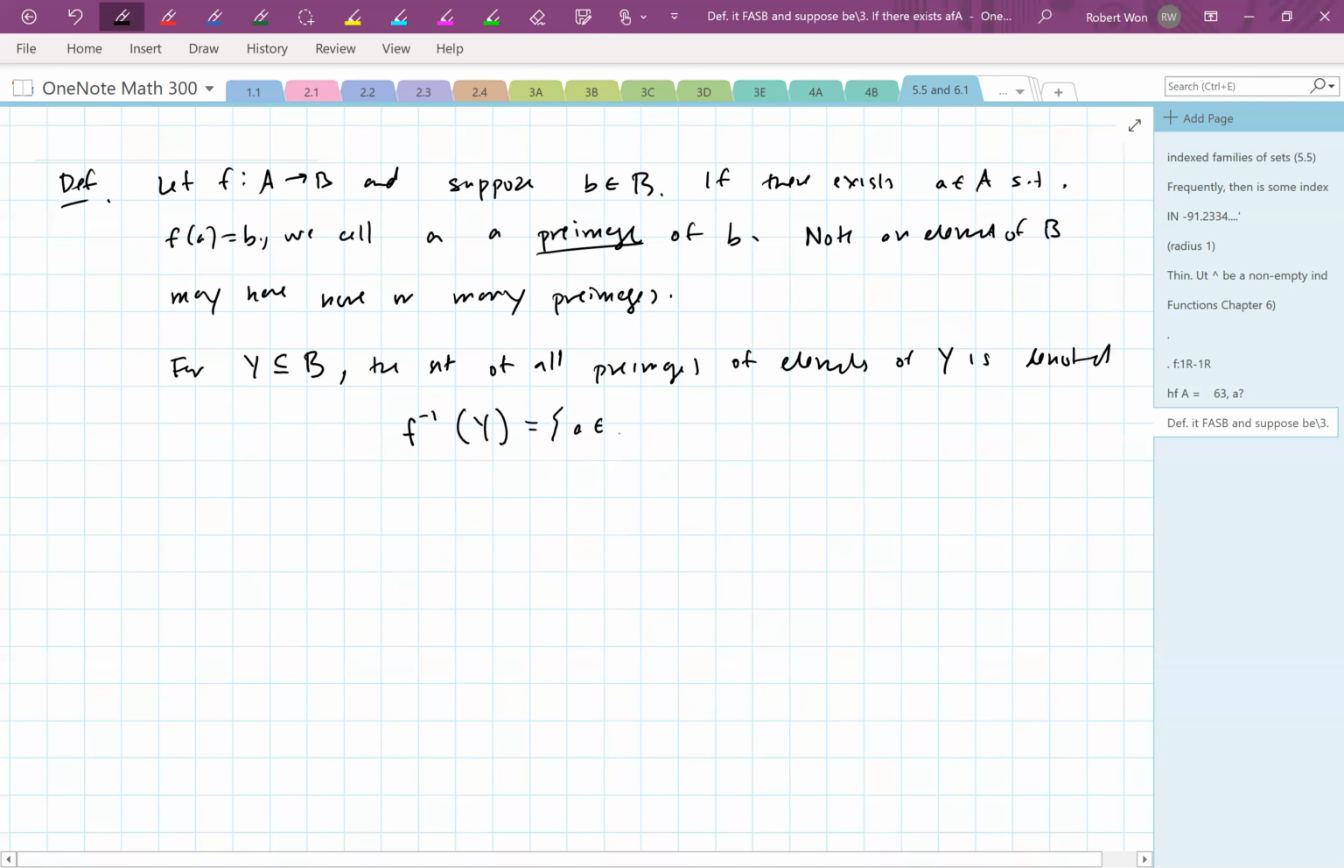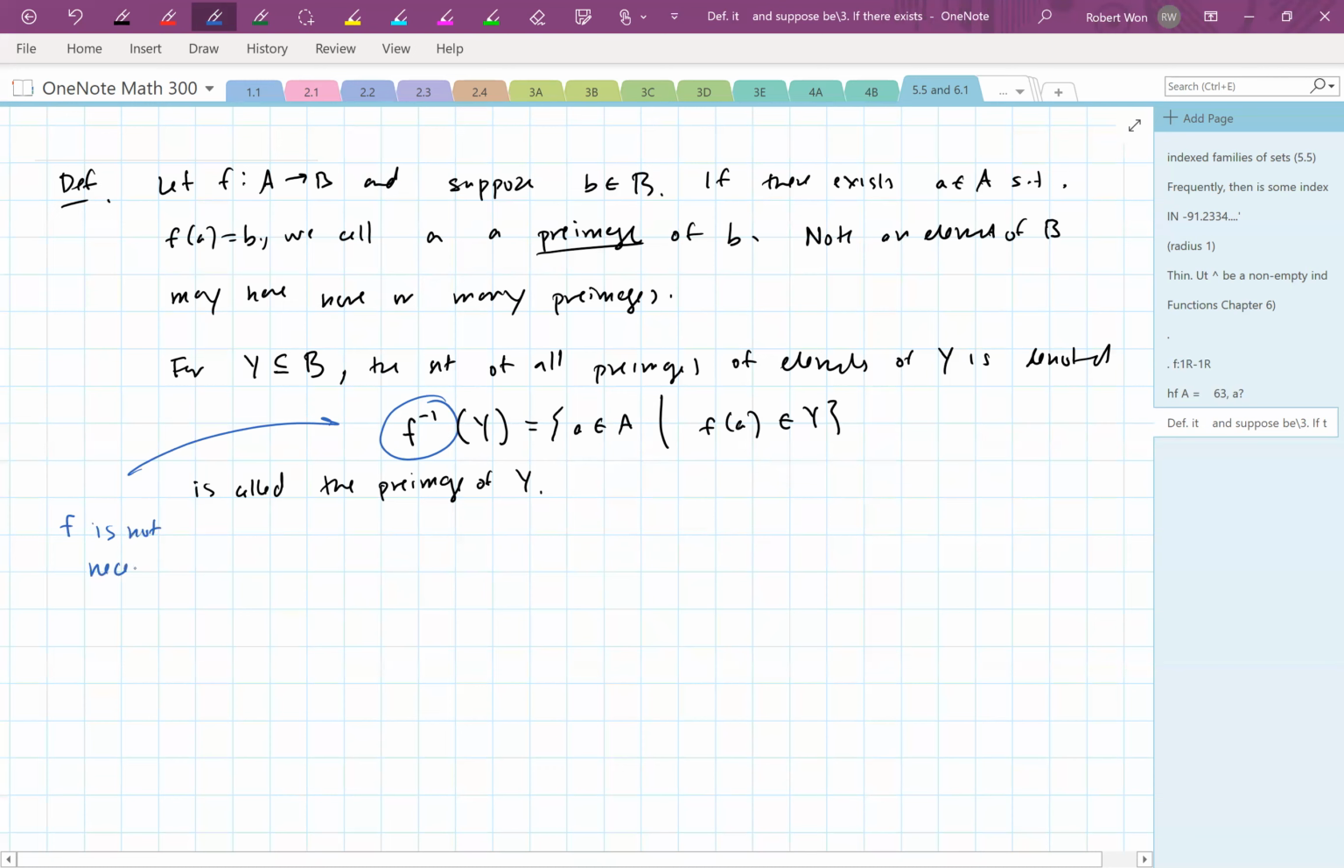This is the set of all a in A such that f of a ends up in Y. This is all of the elements in A that map to something in Y. And this is called the preimage of Y. Okay, note that here mathematics has an overloaded notation, because this notation does not mean that f is invertible. That does not mean f inverse.